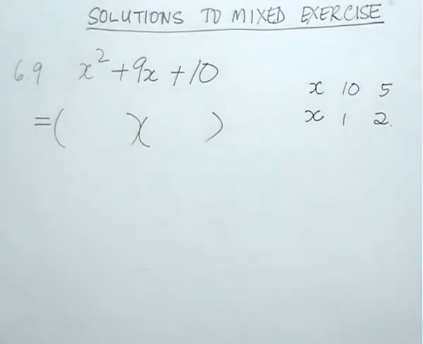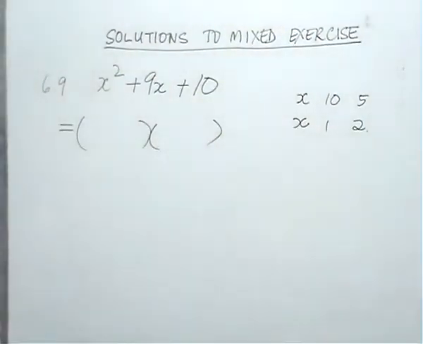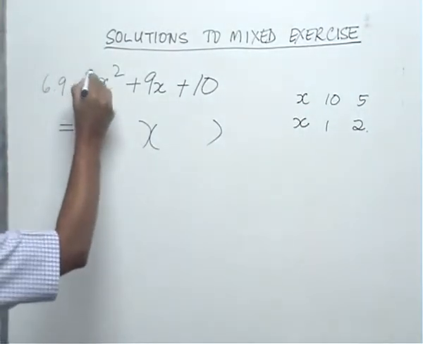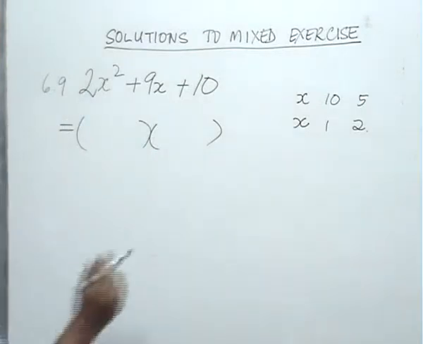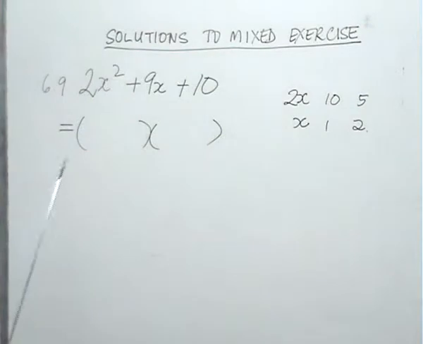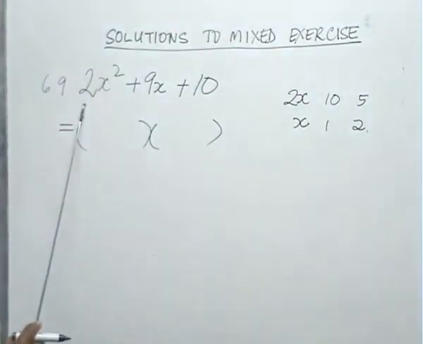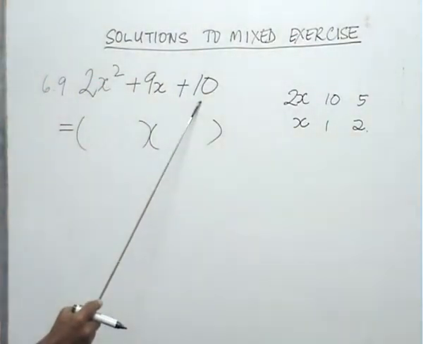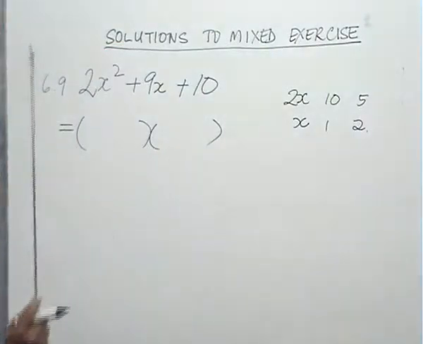Oh, I'm sorry. There's supposed to be a 2 here in this question. There's a 2 here. So, this is 2x. Right, let's check. You've got 2x squared here. 2x times x gives you 2x squared. Then you've got 10 here. 10 times 1 will give you 10, or 5 times 2 will give you 10.